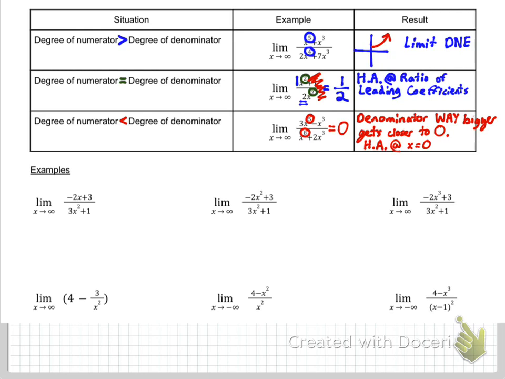In this first one, I'm looking for the degree. The numerator is 1, the denominator is 2, so the denominator is greater. That means that this is going to approach 0. So the limit as x approaches infinity is 0.